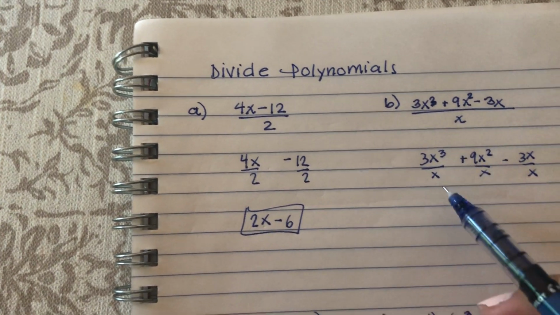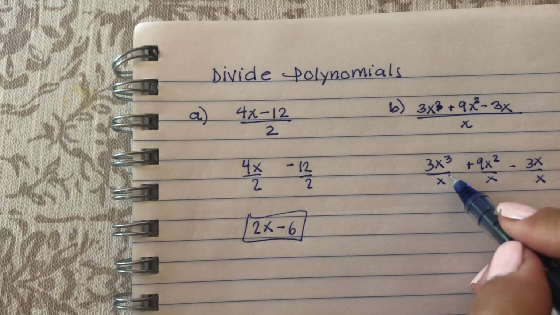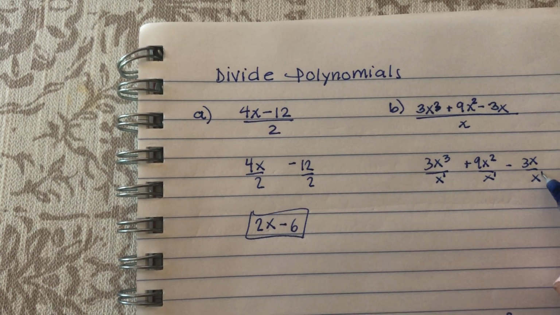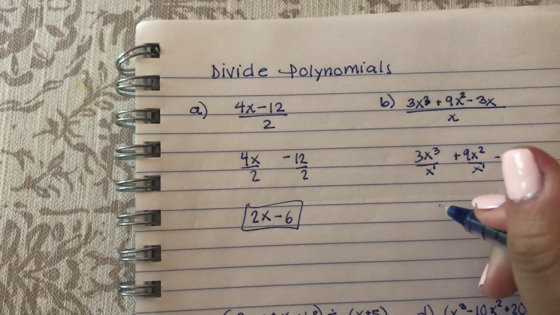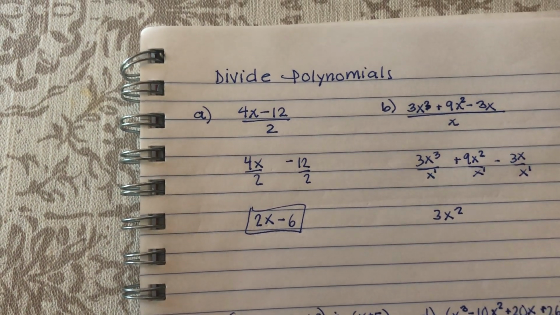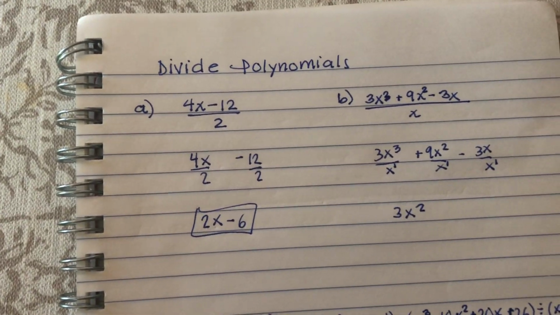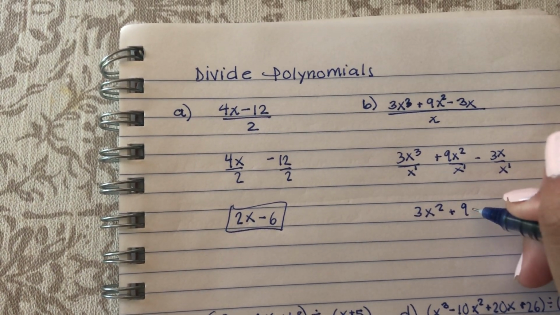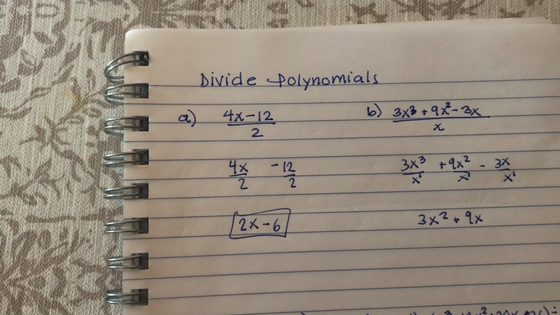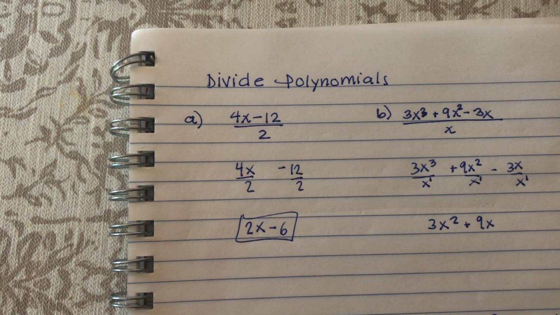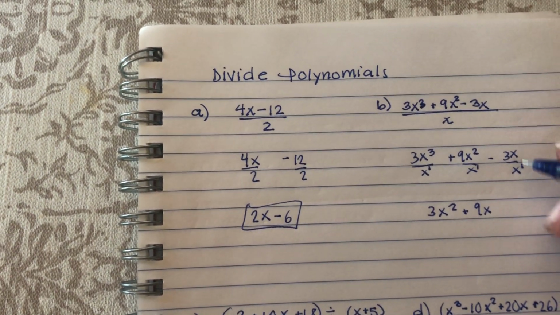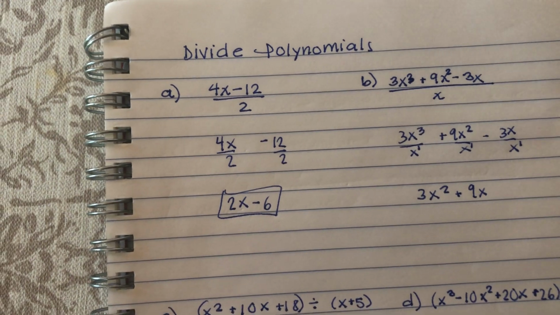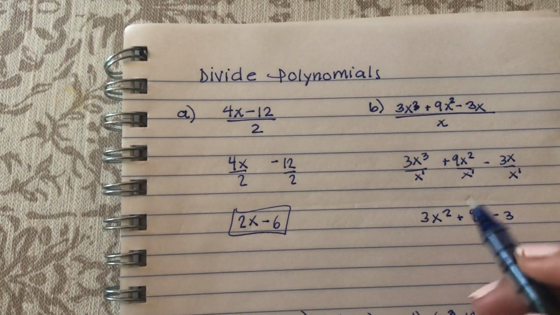Right here, subtract the exponents. Technically, an x has an exponent of 1, x to the first. 3x cubed over x to the first is 3x squared. 9x squared over x to the first is x to the first with a 9 coefficient, 9x. And then negative 3x over x is just the x divided by x just cancels out. You're left with negative 3.